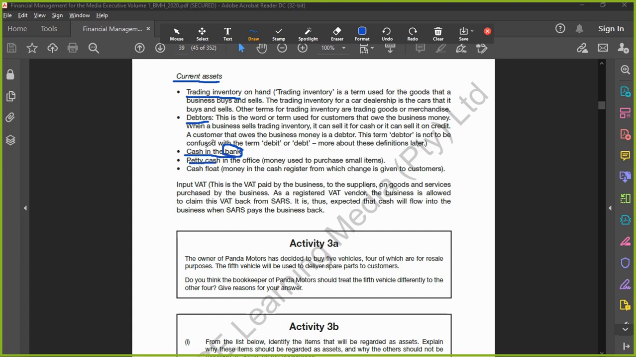Petty cash is a current asset. Petty cash is money used to pay for small items, small expenses. Cash float is money kept in the cash register to give change to customers. You also get a few other considerations.